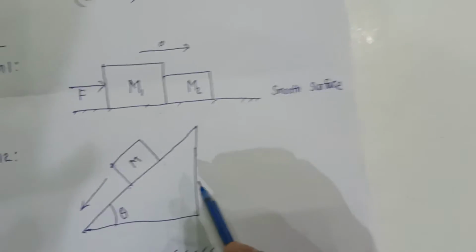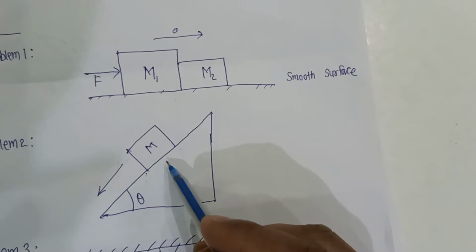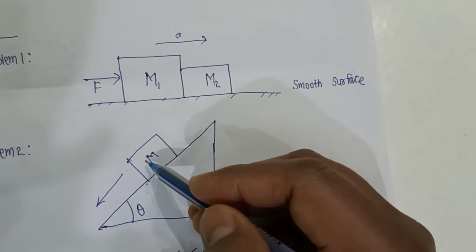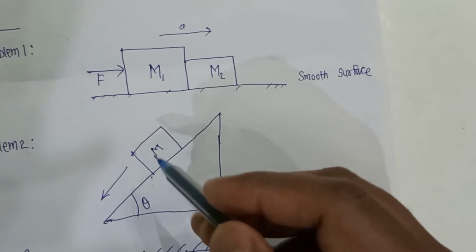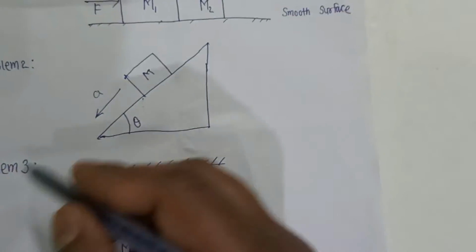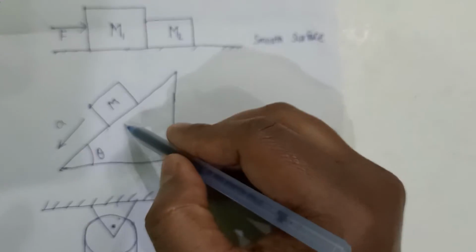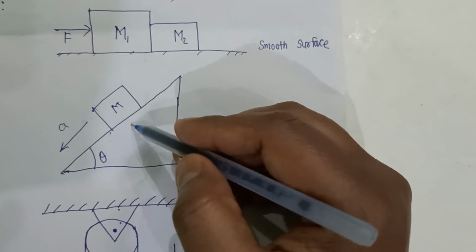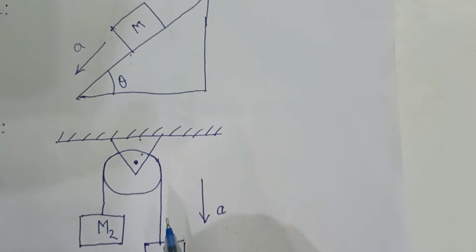Second, this is problem number two. We have an inclined plane, and on it there is one block of mass m, and it is moving downward along the surface. We want to find out the acceleration with which this block is sliding down, and we also want to calculate the force which this inclined plane exerts on the block of mass m.